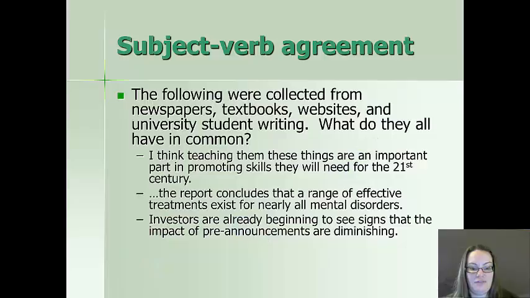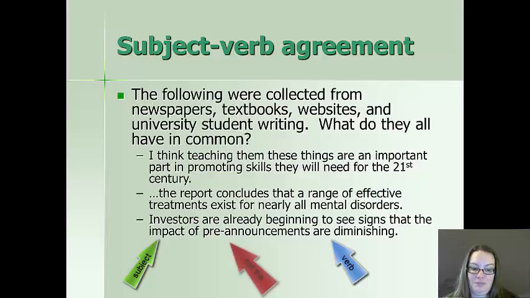The third sentence: investors are already beginning to see signs that the impact of pre-announcements are diminishing. Again, it should be impact. Here is our verb that should agree with the subject, so it should be impact is diminishing, even though we again have an object of a preposition inside of that noun phrase.